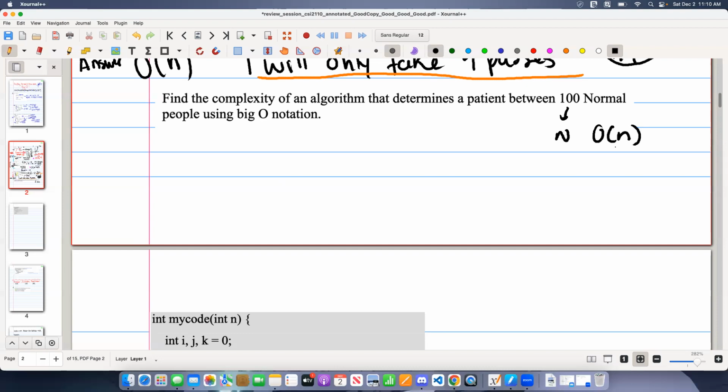Well, you would go to each patient and ask them, are you sick? No. Are you sick? No. And that would only take 100 iterations. So if you're going to write it properly, it's O of 100, which is also O of constant, which we write as O of 1. Does that make sense? He will ask you application questions like that.